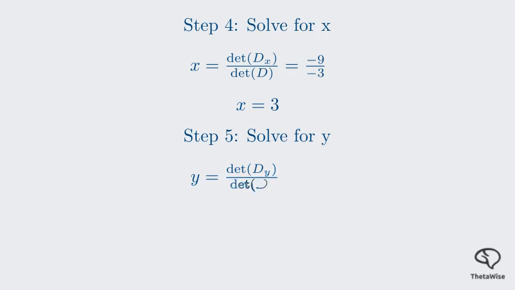We found D is 3. So y equals 0 divided by 3. The result is 0, so y equals 0. Therefore, the solution to the system of equations using Cramer's rule is x equals 3 and y equals 0.